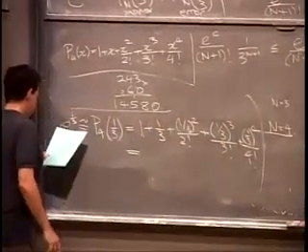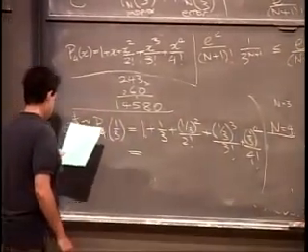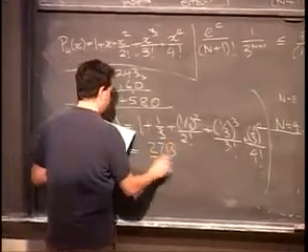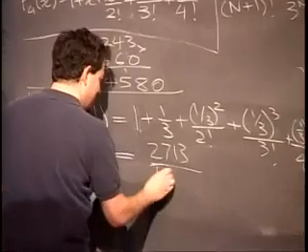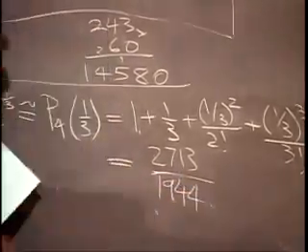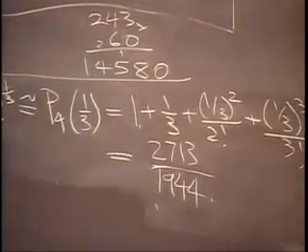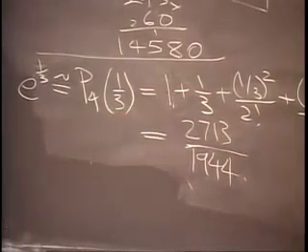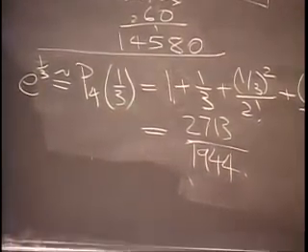It works out to be 2713, 1944. But that might be a little bit too much to expect you to do in a final. So this I sort of did the other way around.